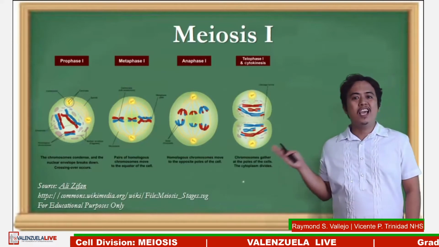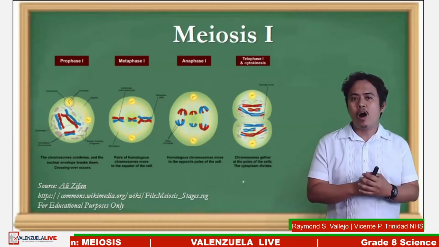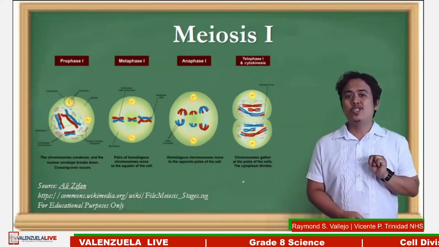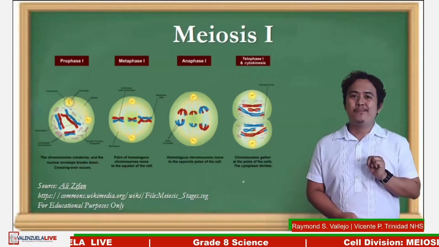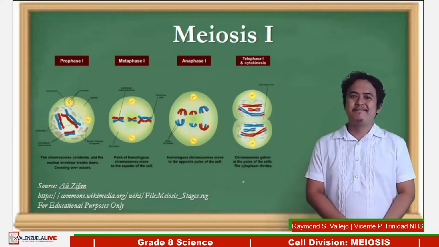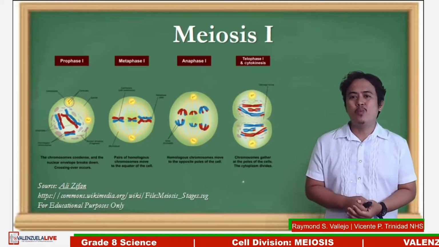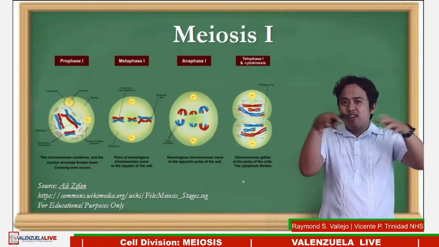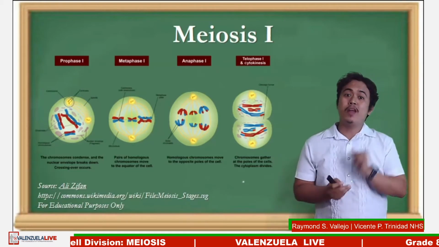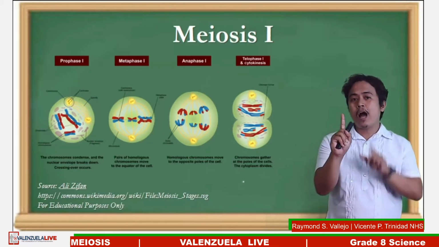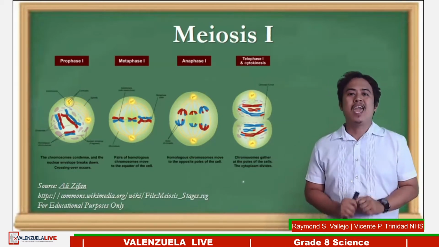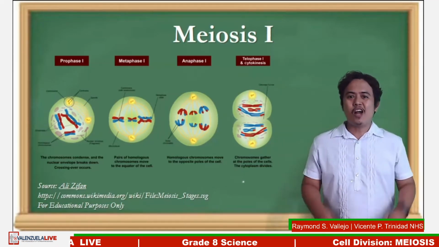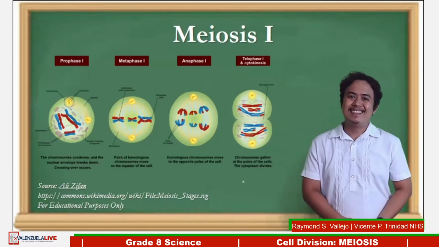Meiosis 1 is called the reduction stage because this is where the diploid number, or two sets of chromosomes, becomes haploid number, or one set. Before entering meiosis 1, a cell must undergo interphase first. Cell grows during the G1 phase, chromosomes are copied during the S phase, and cell is prepared in G2 phase. Let's talk about the phases in meiosis 1.